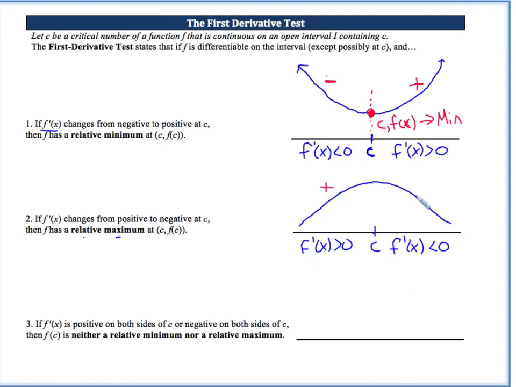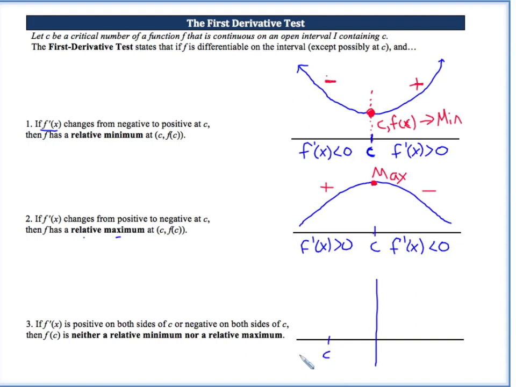Okay, so this would be positive, negative. Here's our critical number, and that would make this a maximum. Now, if f prime of x is positive on both sides of c, or negative on both sides of c, then f of c is neither a relative minimum nor a relative maximum. So let's draw both of these situations here.